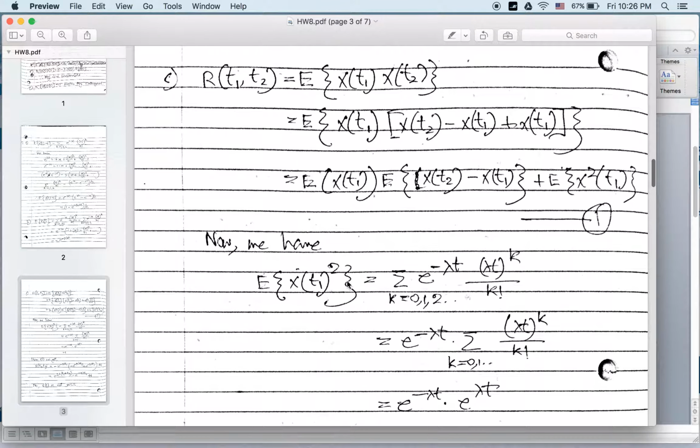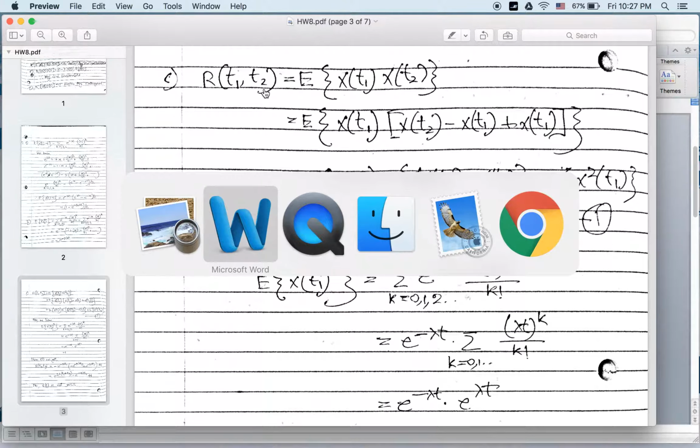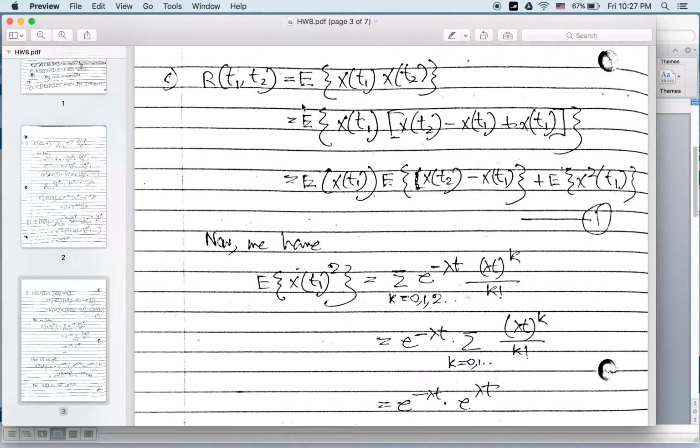Now we need to find the autocorrelation R(t1, t2) to find out whether it is WSS or not. So let's look at the solution. R(t1, t2) can be written as the expectation of X(t1) times X(t2). X(t2) can be broken down into two parts, X(t2) minus X(t1) plus X(t1). So we multiply X(t1) with X(t2) minus X(t1), plus X(t1) squared.